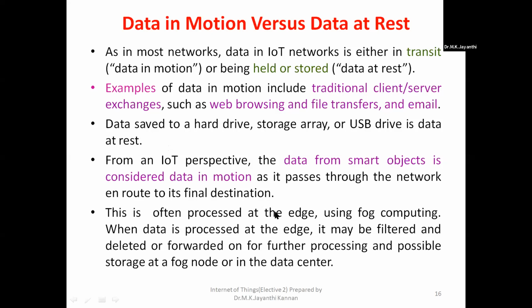From the IoT perspective, the data from smart objects is considered data in motion, because IoT devices are collecting data every second and the values change every moment. So we call it data in motion. This is often processed at the edge using fog computing. When the data is processed at the edge, it may be filtered, deleted, or forwarded to a node in the data center. Whatever data we are dynamically collecting will be stored in the data store, then taken for processing. Any doubt on what is data in motion and what is data at rest?